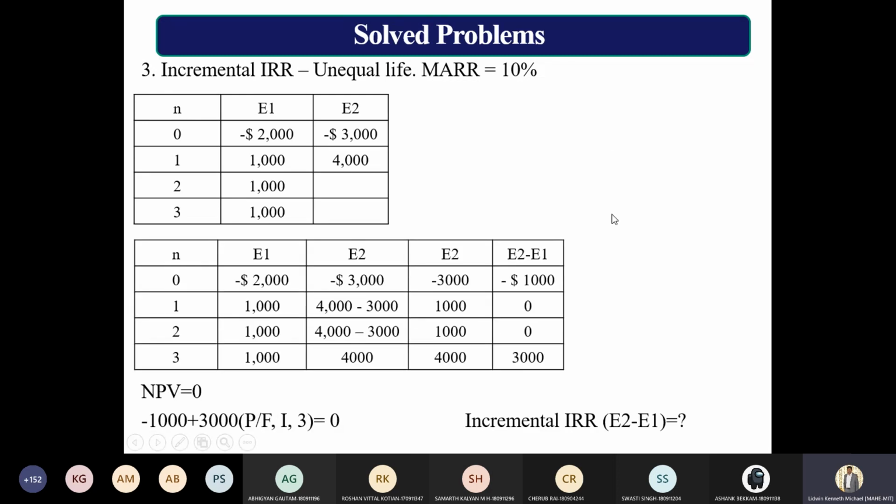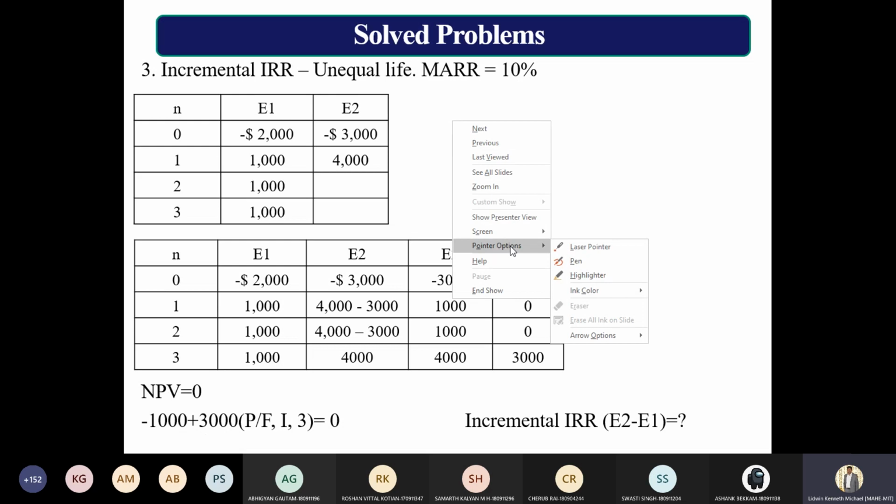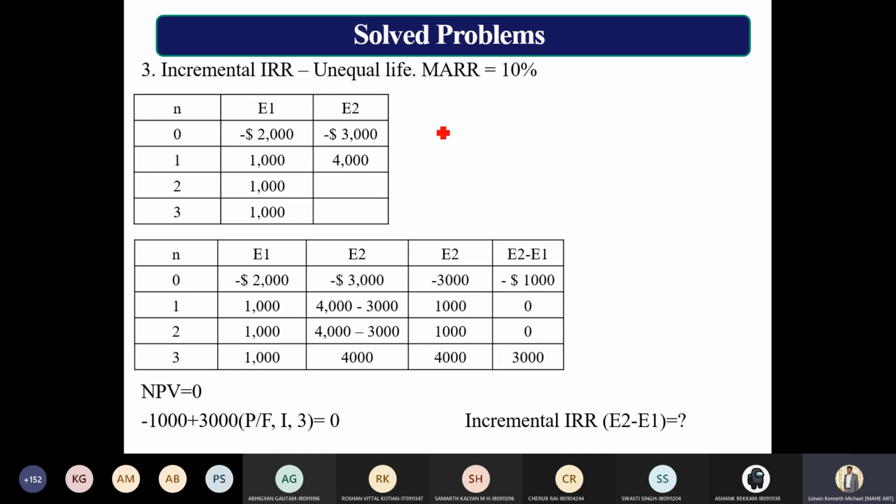So it is shown over here actually, see here, this is alternative E2, right? If you're having any doubts, then you can feel free to ask me. Minus 3,000 is the investment. The returns at the end of the first year is 4,000, right? Again, 3,000 is invested. Returns at the end of second year is 4,000. Again, 3,000 is invested, and you're getting 4,000. So drawing the cash flow, right? It will be easy for you to understand when I draw the cash flow.